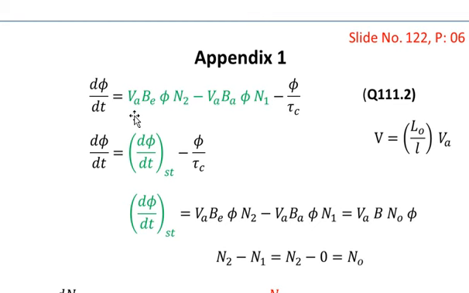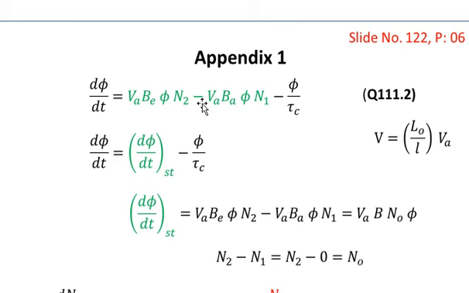where Va is the volume of the active medium, Be is the stimulated emission coefficient per photon per mode, and Ba is the stimulated absorption coefficient per photon per mode. N2 is the population of the upper laser level, N1 is the population of the lower laser level, and φ is the number of photons present in the cavity at any time t. And minus φ over τc, where τc is the lifetime of the photon in the cavity.